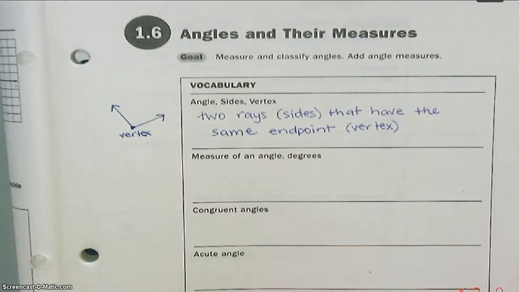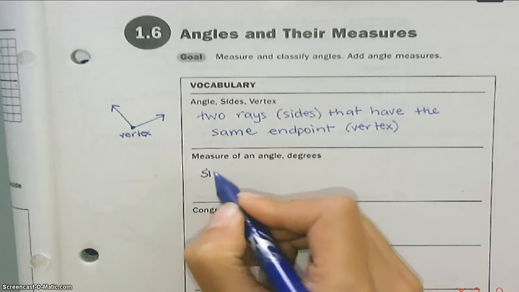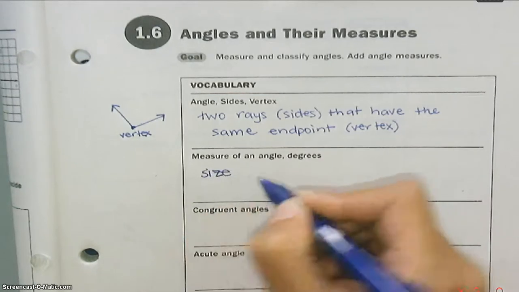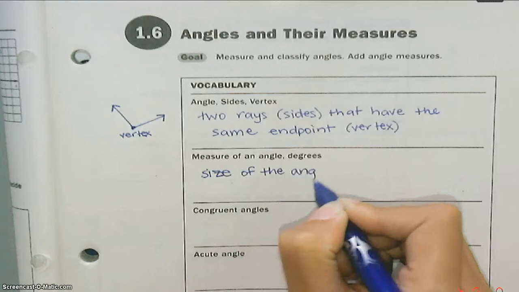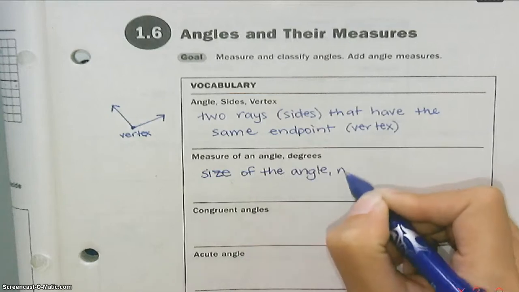To measure an angle, we use degrees. So it's really how open the angle is. The size of the angle measured in degrees.